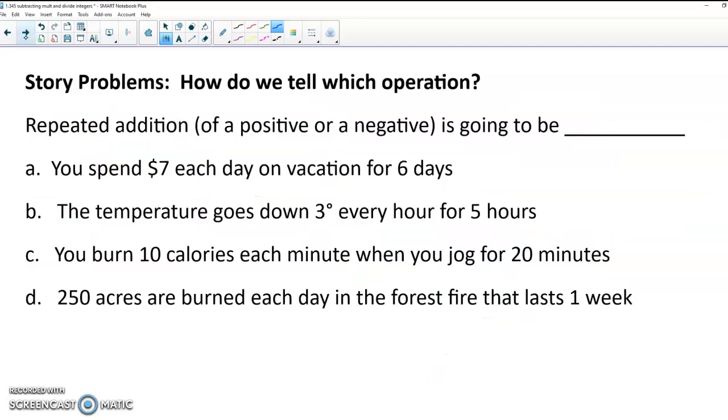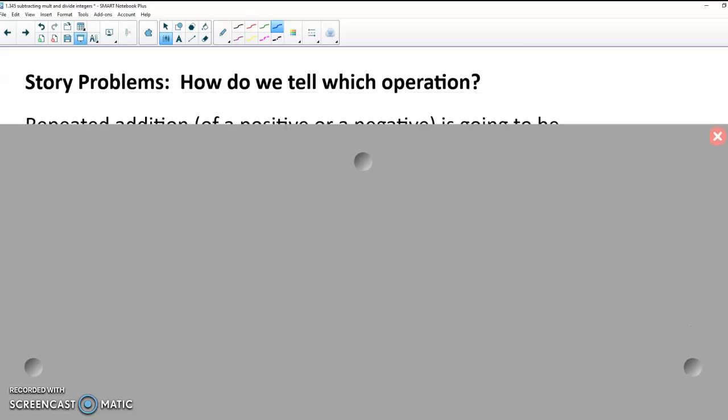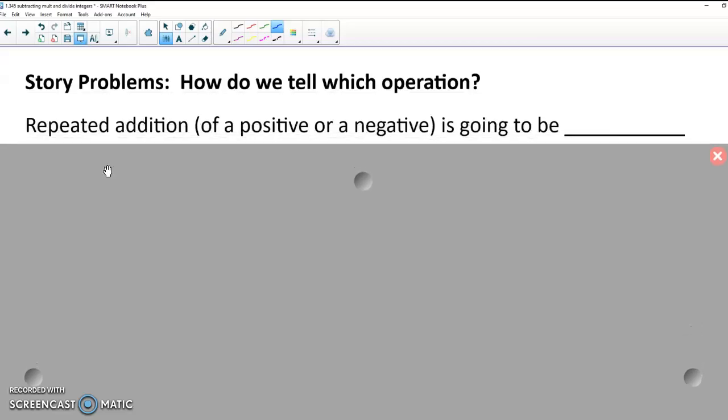Okay. So I want you to just listen and follow along, and we're going to look at just some examples of how you can tell if a story problem, when you should be dividing or when you should be multiplying. Okay? How do we tell which operation it is, multiplication or division? Is it multiplying? Is it dividing? Well, let's look at 4 examples of when we should multiply.